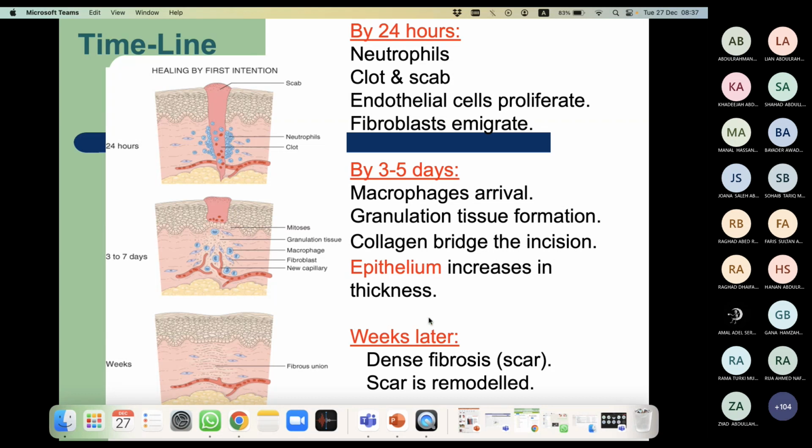Then it takes about many weeks, depending on the person also. Suppose healing in an old person is slow, healing in a young person is fast. Healing on the face is fast because of the blood vessels. Healing on the foot is slow. These factors we'll see again later on. So it takes time to form this dense fibrosis. The dense fibrosis is called scar, and later on remodeling also occurs. We'll see the phenomenon of remodeling in another slide. So it's clear: within 24 hours, these changes occur; at 3 to 5 days, these changes occur; and after weeks, this is complete now.